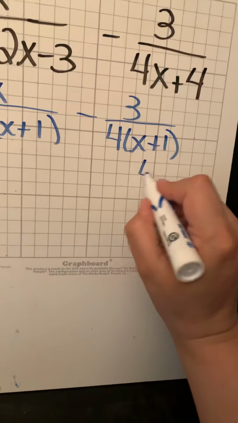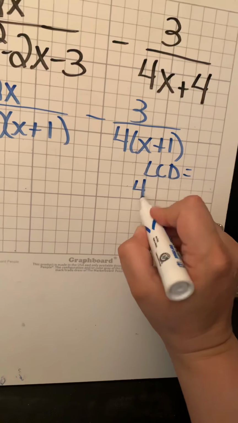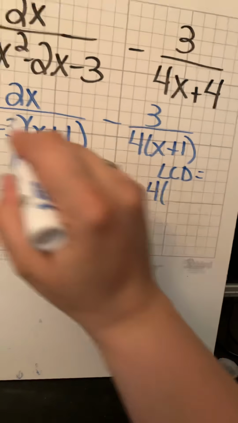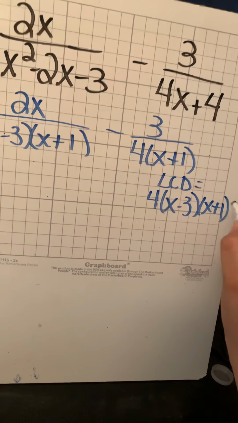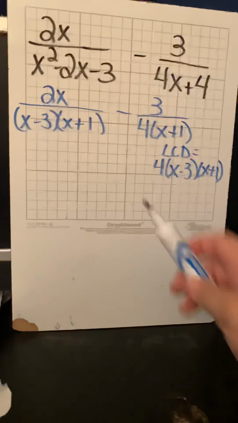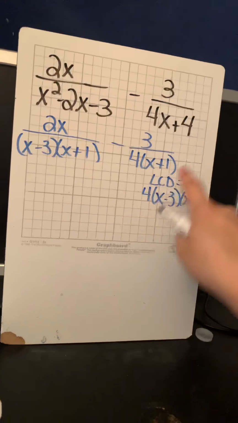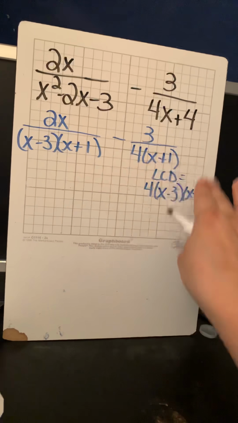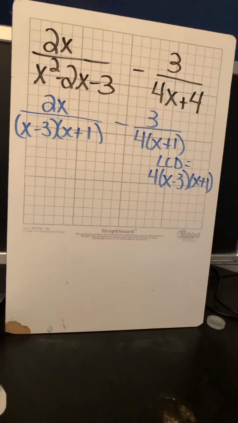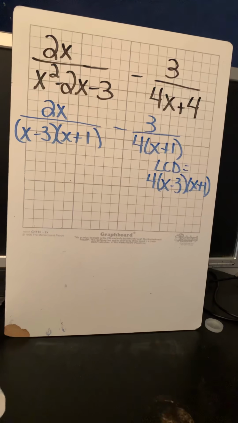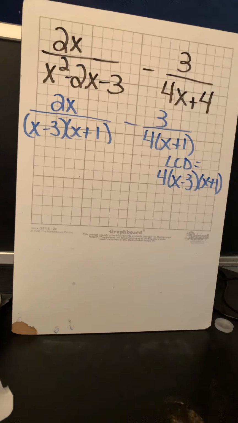So now, let's state our LCD. I look at my front numbers. The only one I have is 4, so that has to be included. This one has an x minus 3 and an x plus 1. And that one has an x plus 1. Notice these x plus 1s, one is not bigger than the other. There's no squared there. There's no cubed there. So one is not bigger, so all I need is 1. So now we're trying to make our denominators look exactly like that least common denominator.